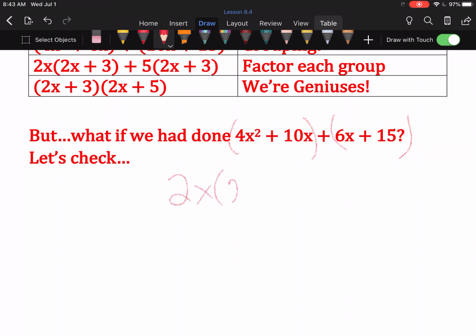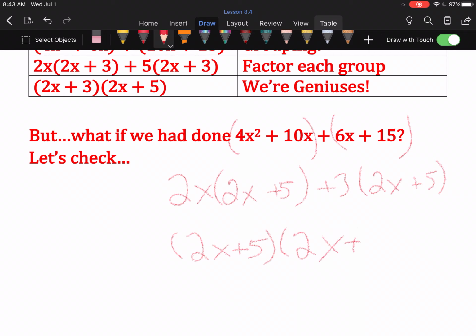4 divided by 2 is 2. x squared, take away an x, is x. 10 divided by 2 is 5. And x take away x is gone. In the second set of parentheses, 6x and 15 have a common 3. 6 divided by 3 is 2. The x carries along. And 15 divided by 3 is 5. You can see my 2x plus 5 is the common term. And what's left is 2x plus 3. The exact same answer.